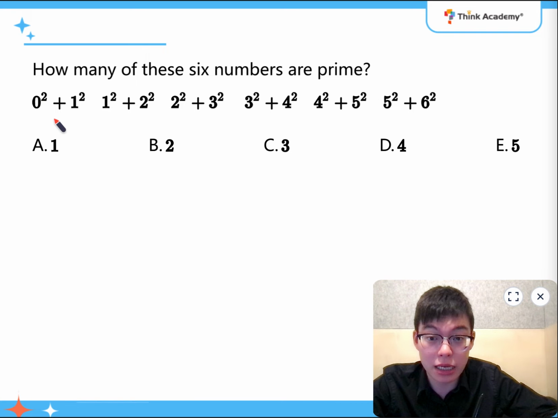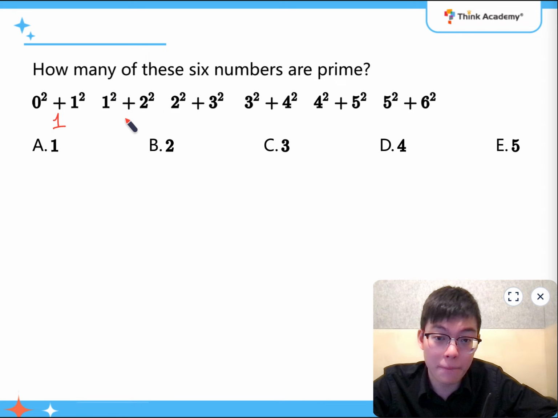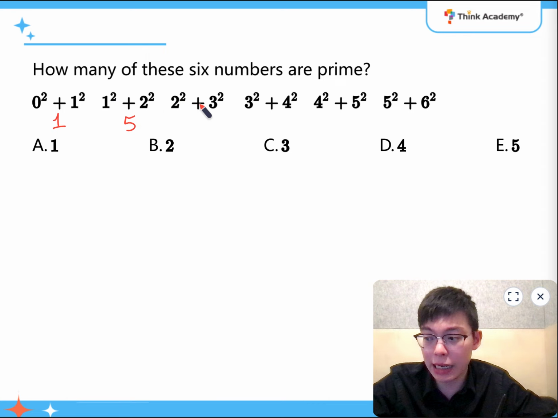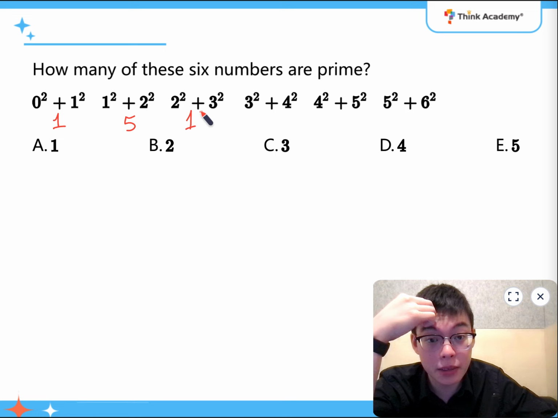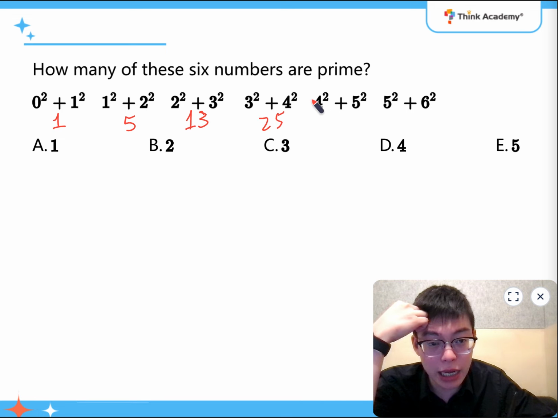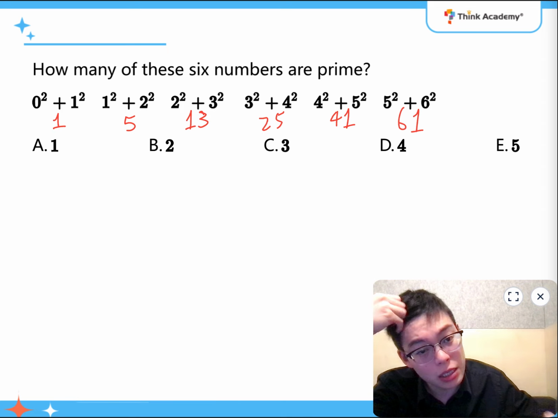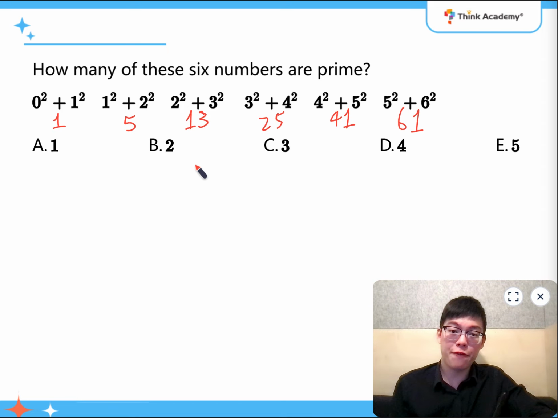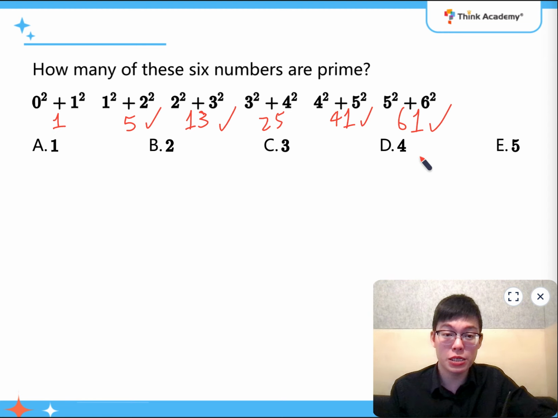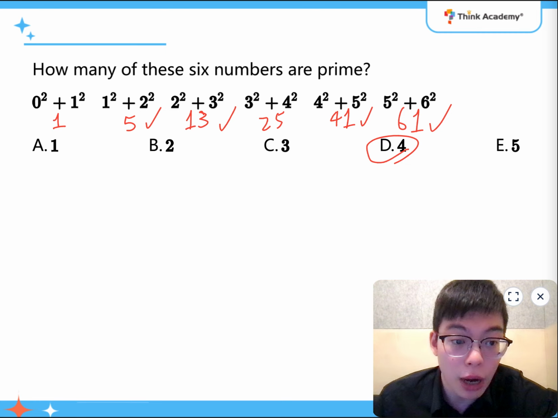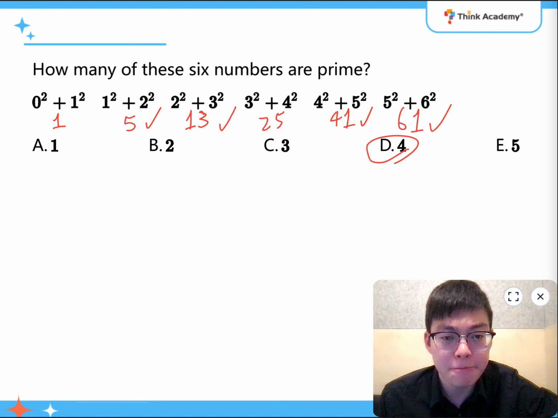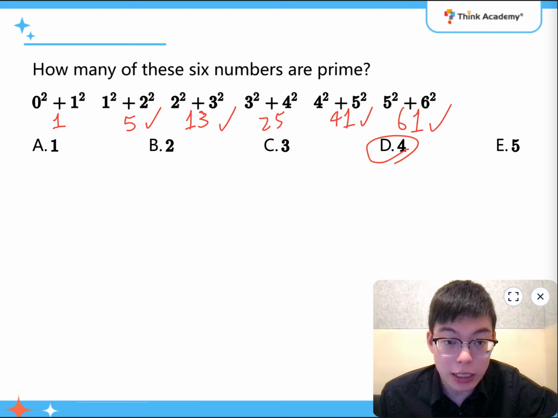0 adding 1, that's 1. 1 adding 4, that's 5. 4 adding 9, that's 13. 9 adding 16, that's 25. 16 adding 25, that's 41. 25 adding 36, that's 61. So among them, you can see that 5, 13, 41, and 61, they are prime numbers, which means that there are 4 prime numbers altogether. Is that okay? So that's for this question.